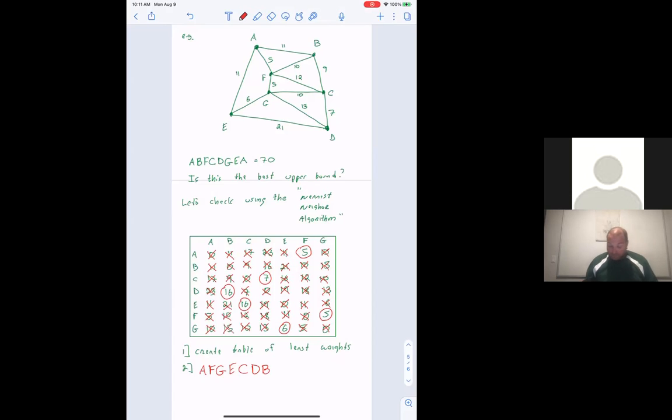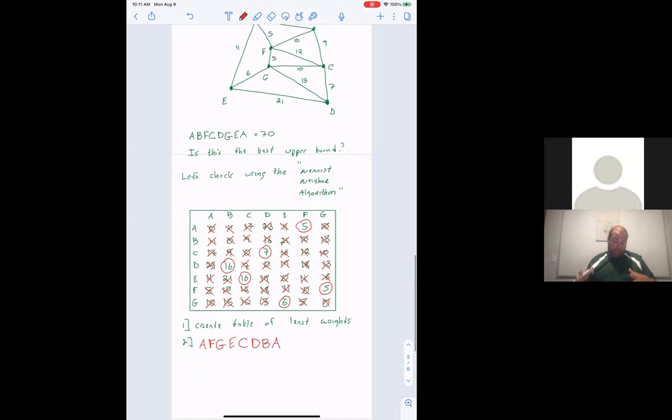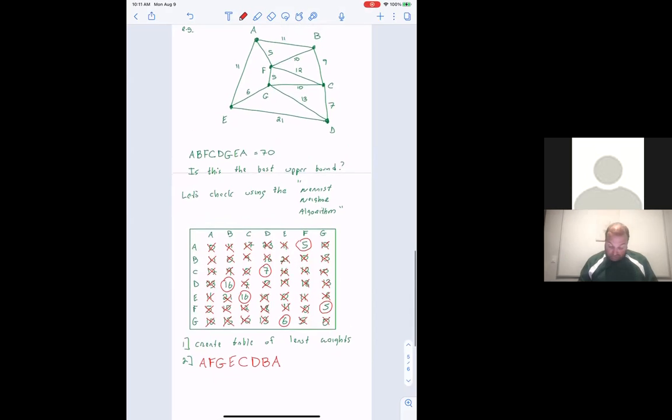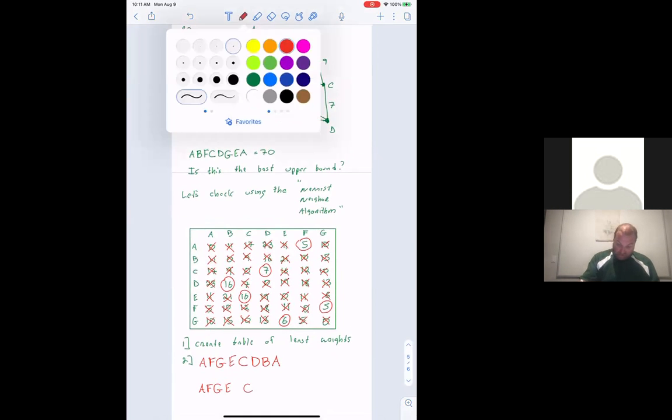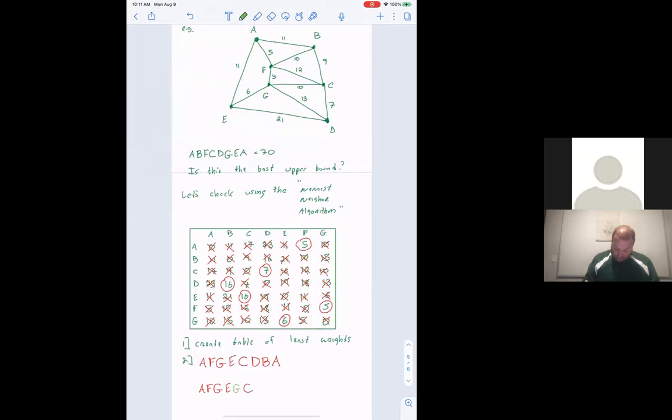And of course, now we're done. And then we have to get back to A. Now, these vertices might not be connected, so let's fill in the blanks if they exist. A is directly connected to F, which is directly connected to G, which is directly connected to E, which is not directly connected to C. There is the need to throw in G in between.